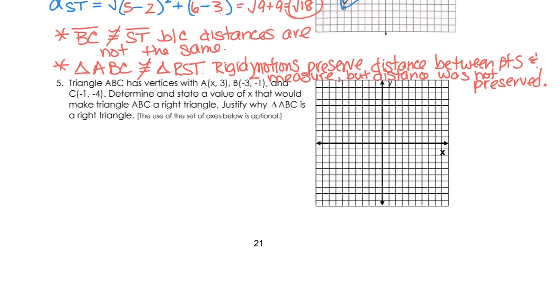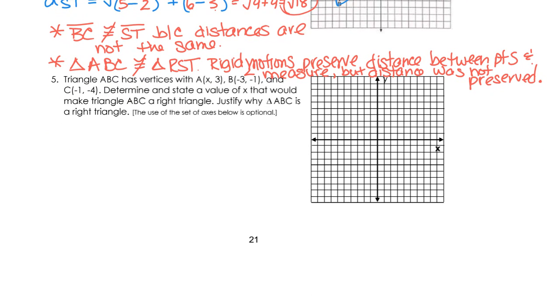All right, guys, number 5. Okay. So triangle ABC has vertices with A at x, 3, and B is at -3, -1, and C is at -1, -4. And we have to determine and state a value of x that would make triangle ABC a right triangle. And then we have to justify why triangle ABC is a right triangle. Okay. And so we can't graph A because we don't know exactly where x, 3 is. Okay. But we can graph B, which is at -3, -1. C is at -1, -4. And A is somewhere around some sort of x coordinate and then up 3.